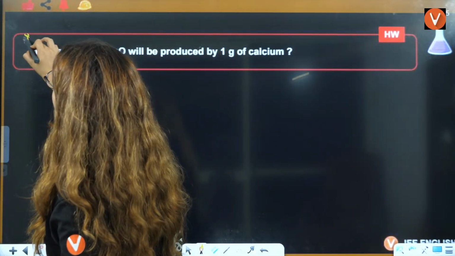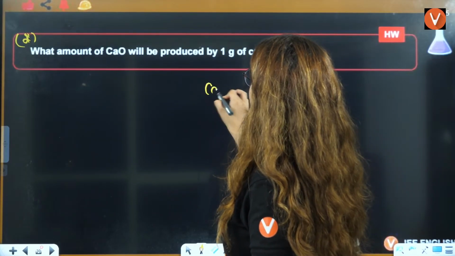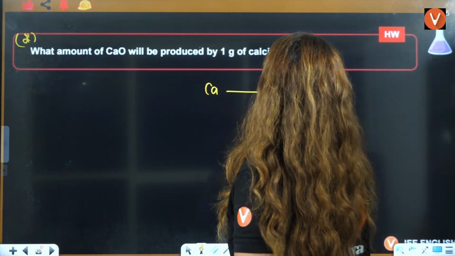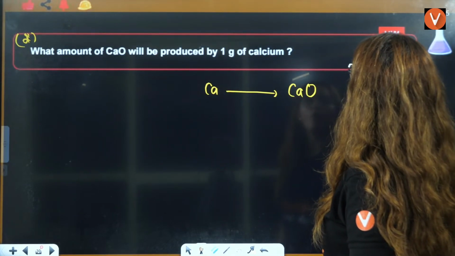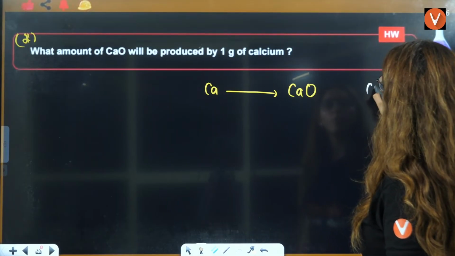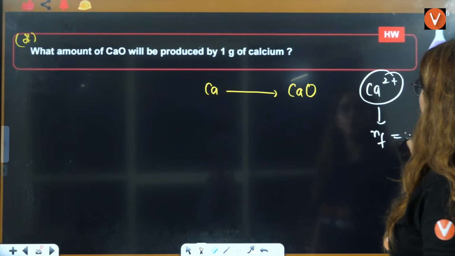Here, I'll also give you a hint. You have calcium, and they are saying CaO is formed, right? Just remember the n factor of calcium. Calcium also always exists as Ca2+, so the n factor is 2, right?